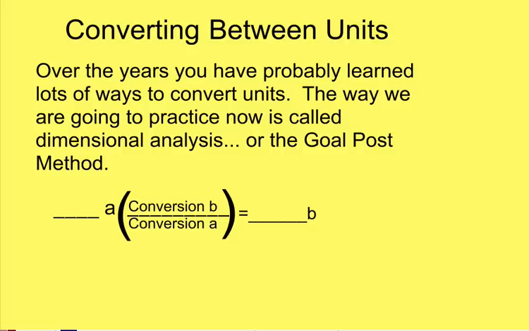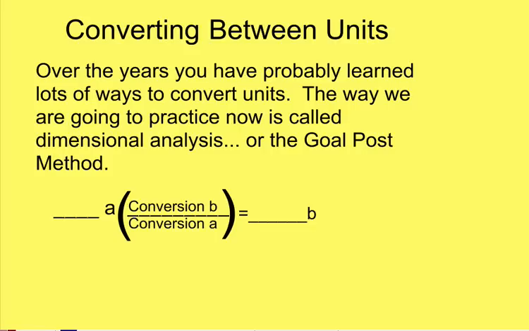How do we know, are we multiplying or dividing? Okay, and over the years you've probably been shown a lot of different ways to multiply and divide. I'm going to try to hopefully standardize this. You might not like it at first, but if you get good at it, I promise you it will never lead you wrong once you know how to do it. And it applies to every type of conversion. And it's called the goalpost method or dimensional analysis.